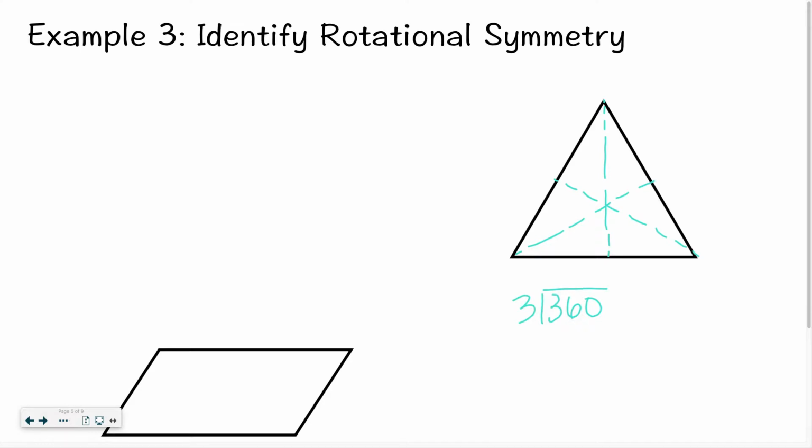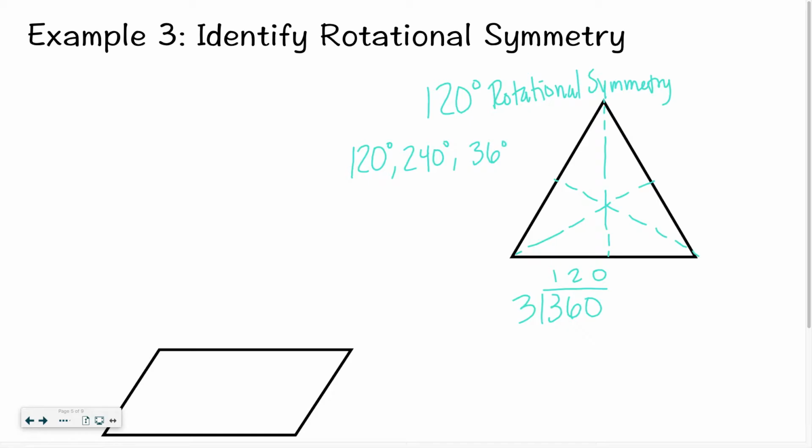So remember, on the last slide, we had a regular hexagon, so we had 6 lines of symmetry. Here we have an equilateral triangle, so we have 3 lines of symmetry. That means it's going to have 3 spots of rotational symmetry. So 3 goes into 360 120 times. So that means that this figure has 120 degree rotational symmetry. So that means that it has rotational symmetry at 120 degrees, at 240 degrees, and then again at 360 degrees. Okay, so you list the multiples of the rotational symmetry.